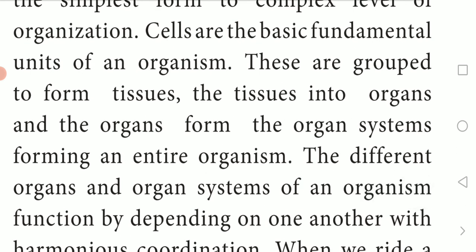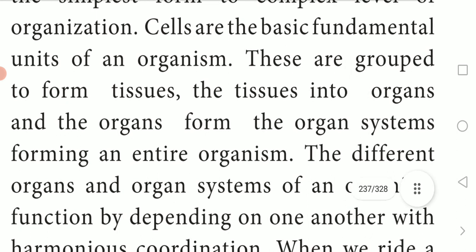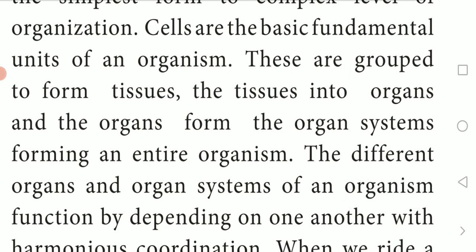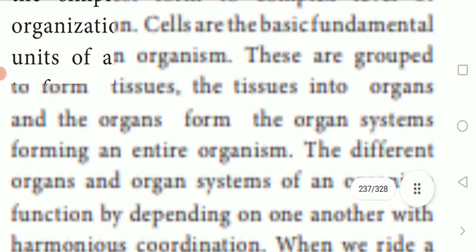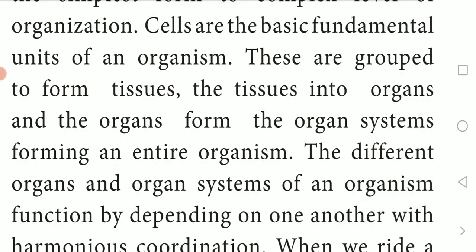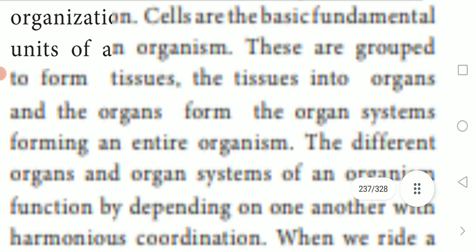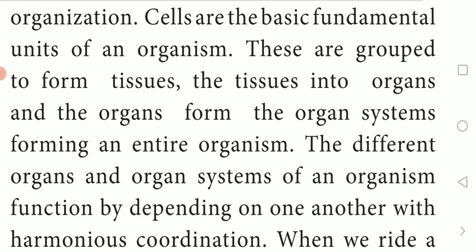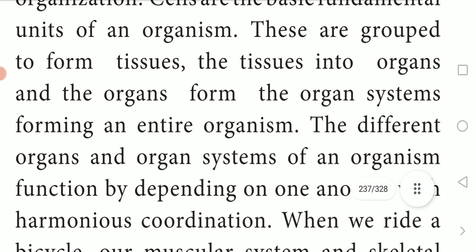If you have a textbook, students, take your textbook and underline: the cells are the basic fundamental units of organisms. Underline that sentence. These cells are grouped to form tissues. Underline this sentence. The tissues form into organs. Then these organs are joined together, they form an organ system. The organs form the organ systems, forming an entire organism. That's the explanation they have given here.